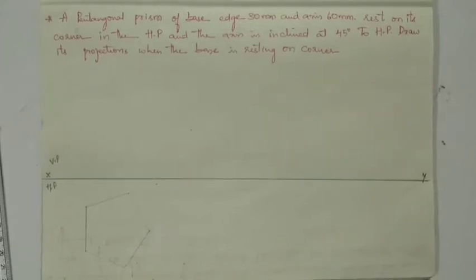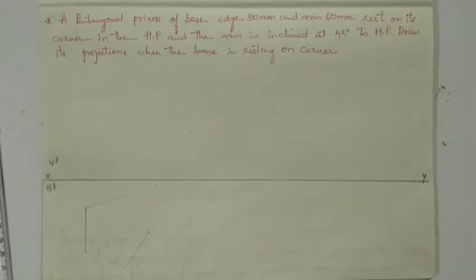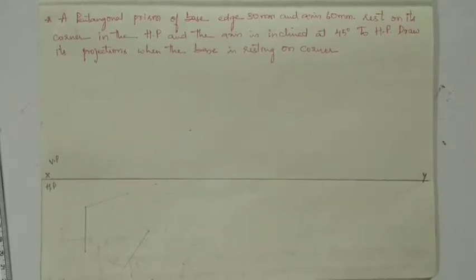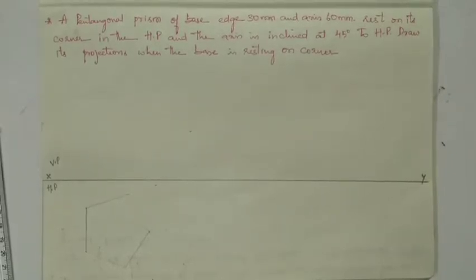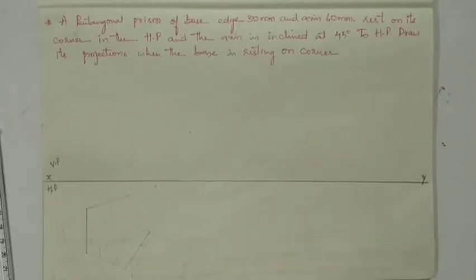In this one, I am going to explain the second problem with corner resting. Here is the same problem we saw, the pentagonal prism. It was with edge resting. Right now, we are seeing it with its corner resting.